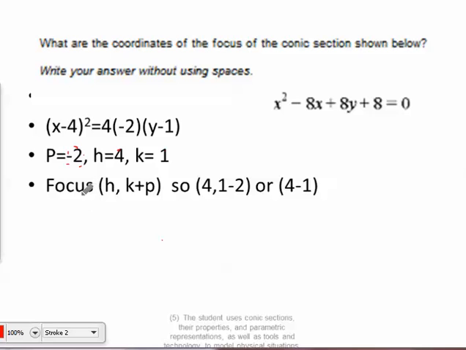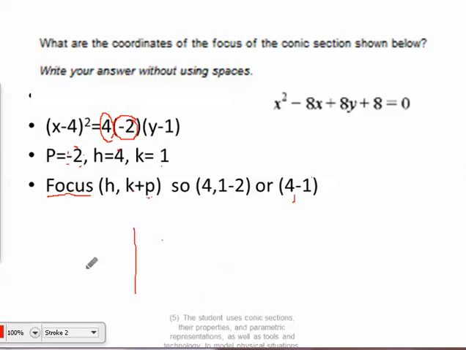Now, to find the focus, I've got to use that p-value. So you were wondering, why are you actually taking this 4 out of there? Because I want to know what this value for p is, this minus 2. And if I take h comma k minus p, well, k was a 1, so 1 minus 2 gives me a negative 1. So my focus is at 4, negative 1.